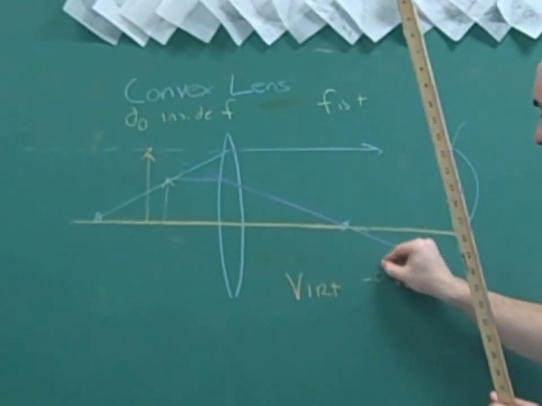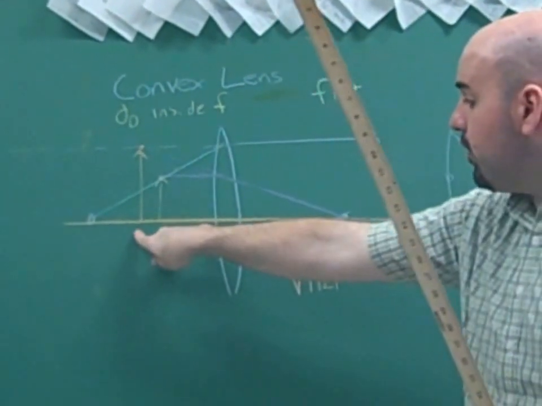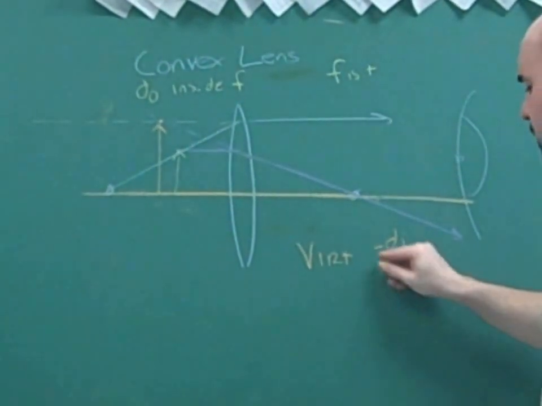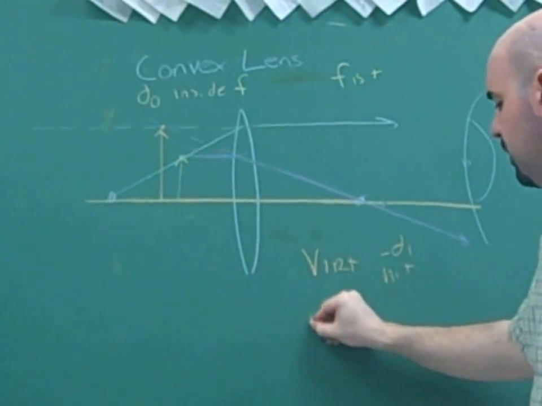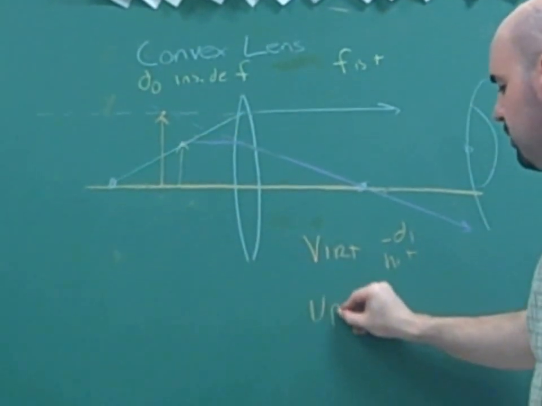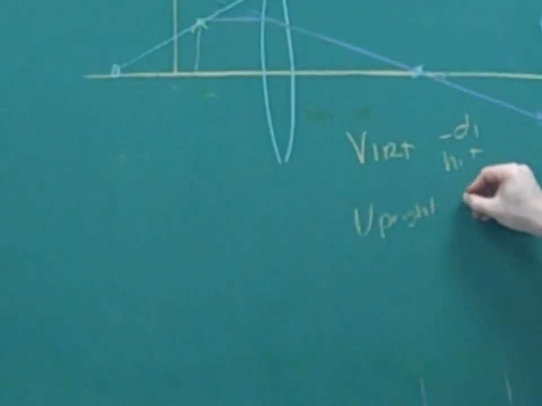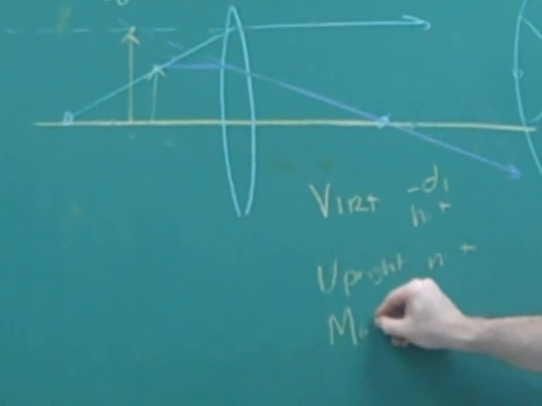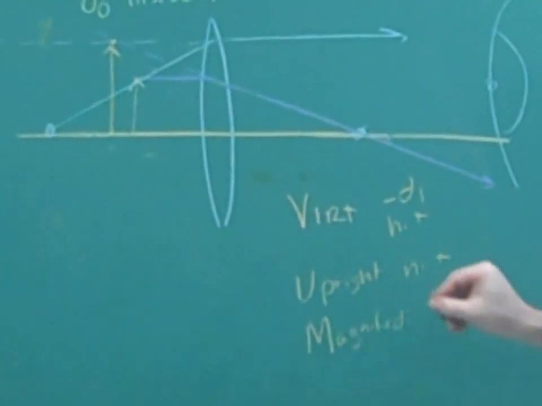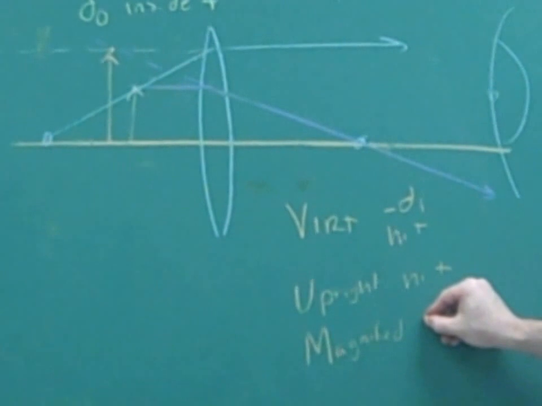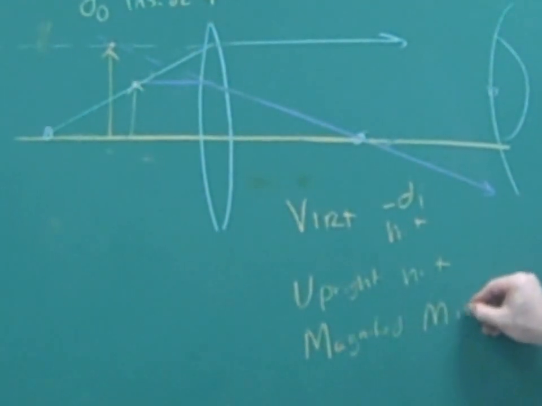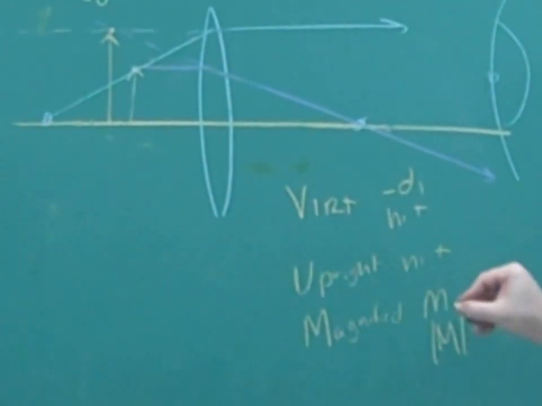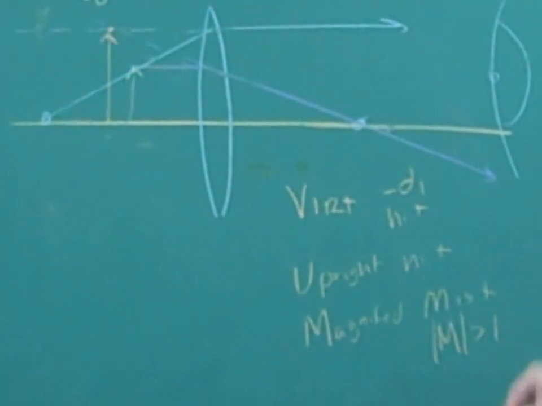As a reminder, negative di. So for a lens, this over here is a negative image distance because it's not where it should be for a lens. hi is positive. This is going to be upright. hi again is positive. And finally, this thing is definitely magnified. Which means M in this case is positive because it's upright. And the absolute value of M is going to be greater than 1. It is larger than 1 numerically.